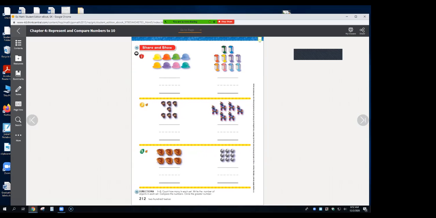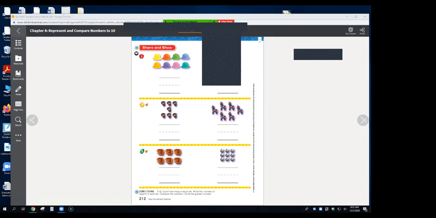All right, here we go. Number 1, the very top one right here, I'm gonna need some students to help me with these, okay? I need to know how many hats there are and how many buckets of paint there are, okay? So that way we can compare each one, all right?